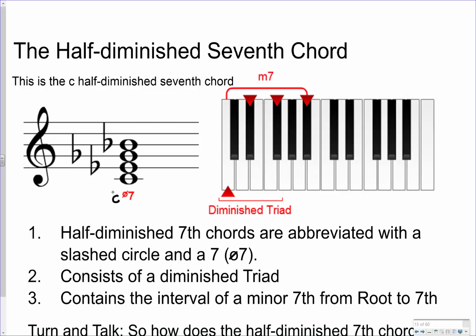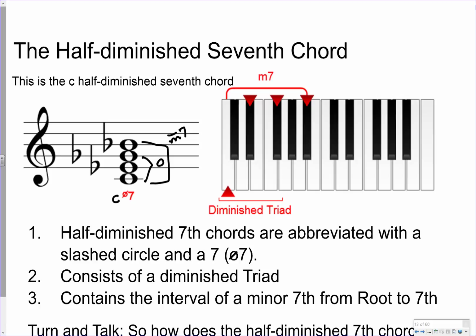Also recall that half-diminished chords have a diminished triad. So you have two superimposed minor thirds, right? And from root all the way up to the seventh, you have that minor seventh interval. And that makes up a half-diminished seventh chord. Half-diminished seventh chords are abbreviated with a slashed circle and the number 7. Half-diminished seventh chords consist of a diminished triad, and they contain the interval of a minor seventh from root to seventh.